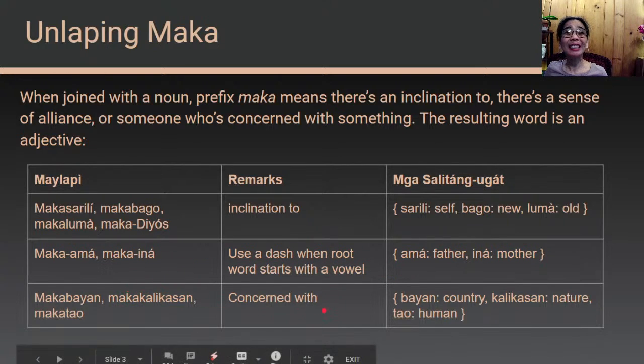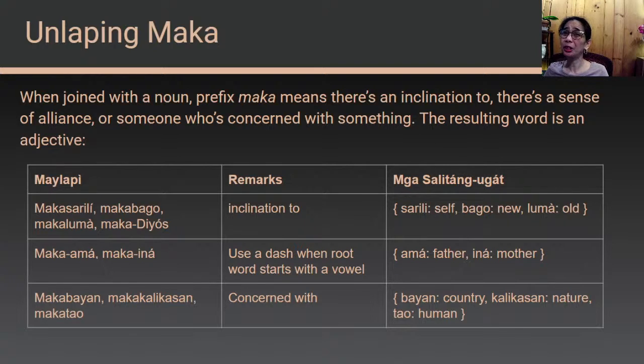Now next, let's do something where the meaning is concerned with, or there's a purpose or cause. Makabayan, makakalikasan, makatao. Bayan for country, kalikasan, nature, tao, human or person. These three are all adjectives, by the way. So, makabayan. Your actions are about makabayan. Ang mga ginagawa mo ay makabayan. I'm teaching Tagalog, I'm teaching Filipino. I'm an advocate of the language. Isa akong makabayan. That's a good example.